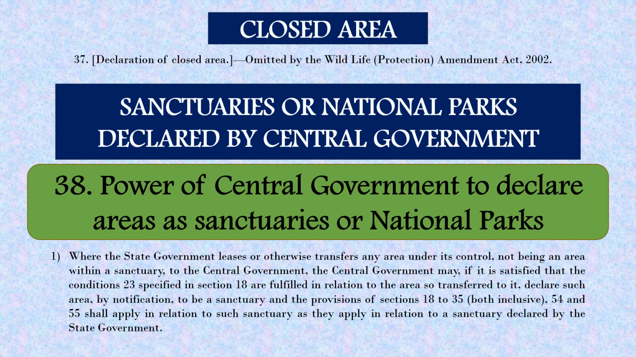Now the next is section 37, declaration of a closed area. This was present before, but it was omitted by the Wildlife Protection Amendment Act in 2002. Next are some rules for sanctuaries or national parks declared by the central government.